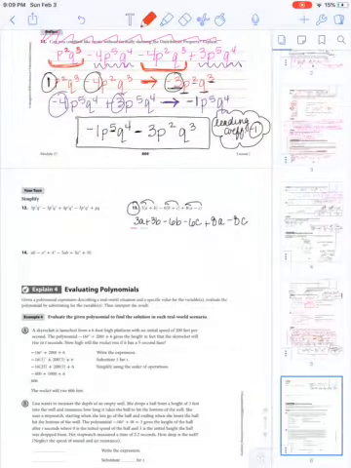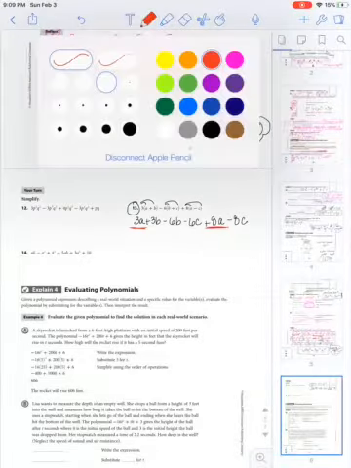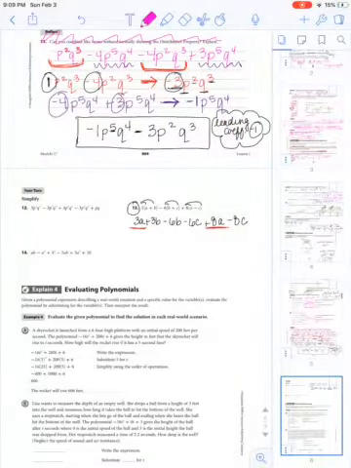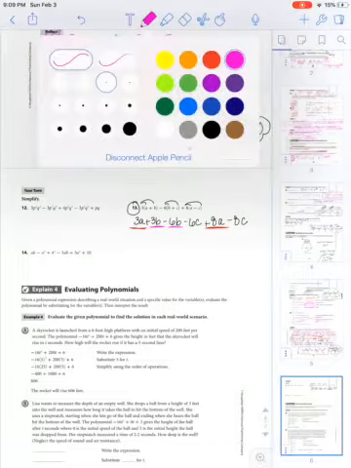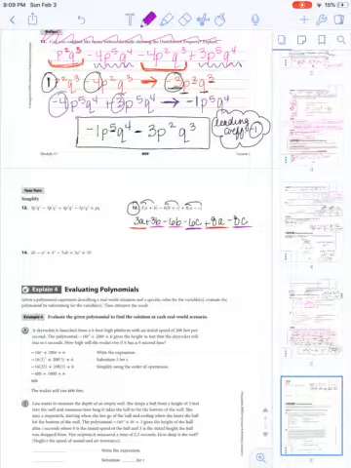So now I'm going to go through with different colors, and I'm going to highlight what is the same and what I can combine. So I'm going to be able to combine 3a and 8a. I don't see any more a's, so I'm going to switch colors, and I'm going to look at my b. I'm going to be able to combine 3b and negative 6b. And last but not least, I'm going to look at c. I'm going to be able to combine negative 6c and negative 8c.